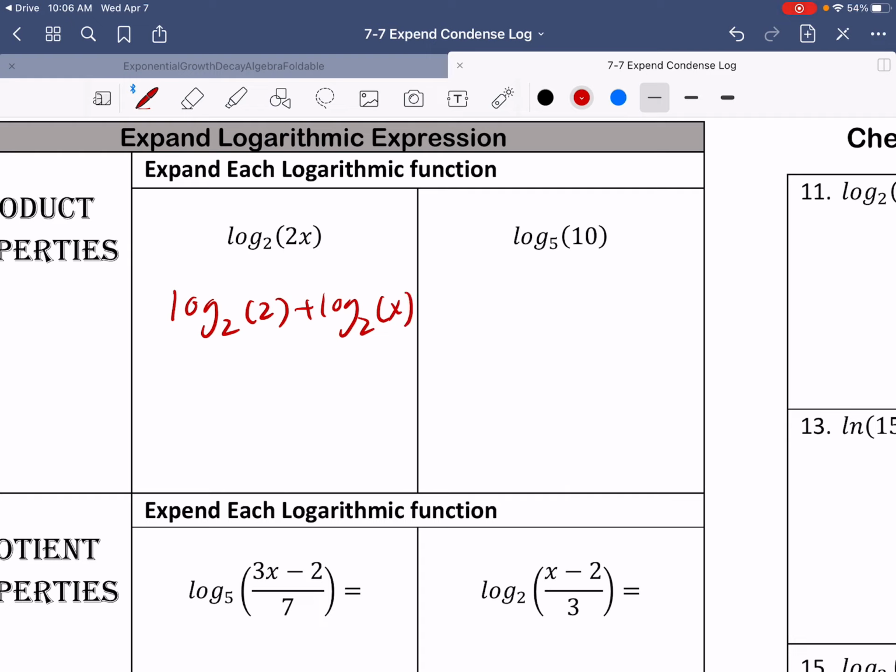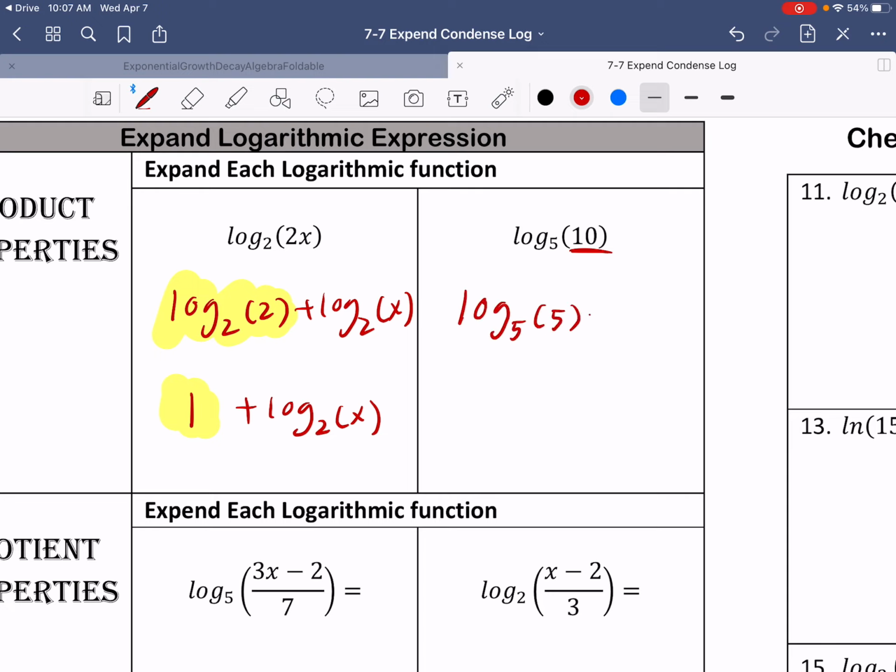By the way, if you have the same base as this number, this one is equal to 1. You can just put this one into a calculator and see what you get. You're going to get 1. 10, how can you break down 10? By 5 and 2.